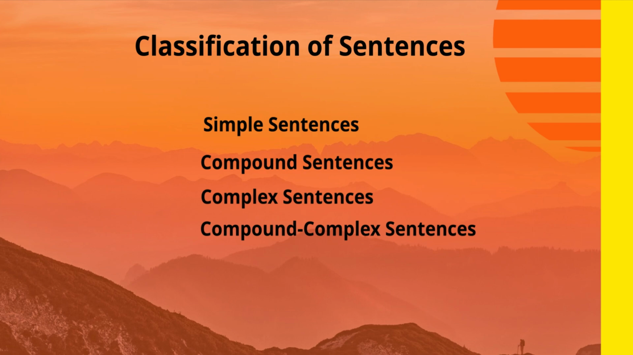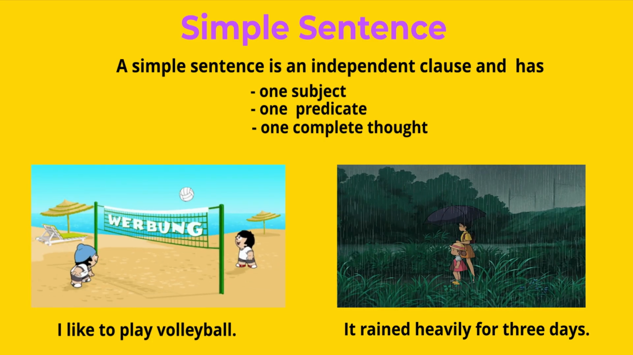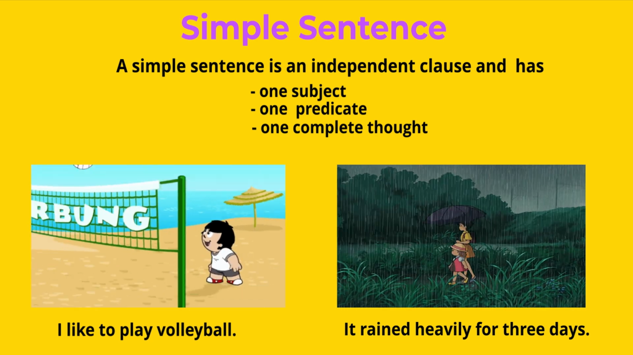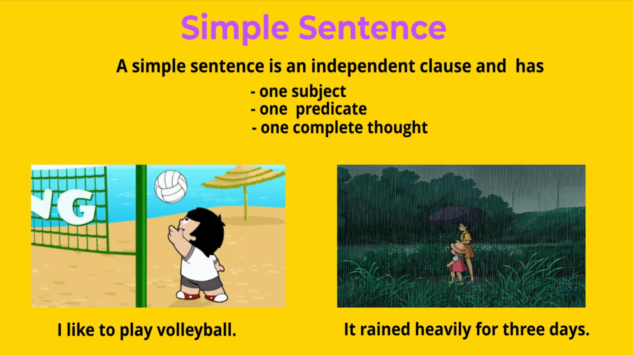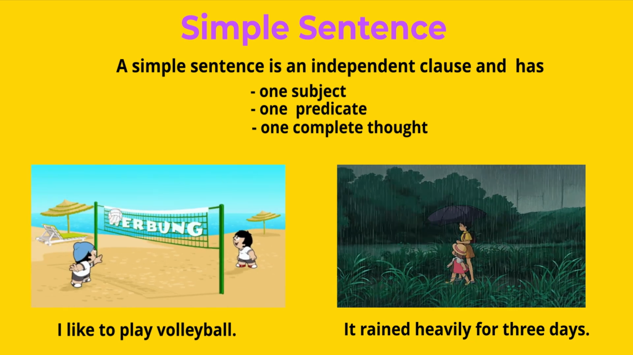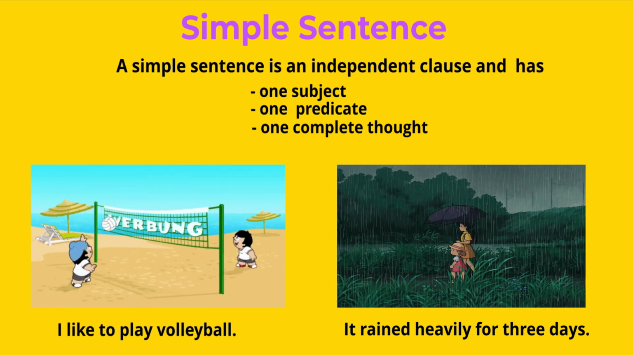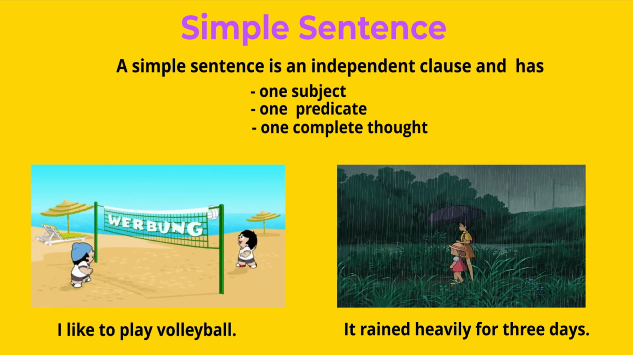Classification of sentences. They are classified into four types: simple sentences, compound sentences, complex sentences, and compound-complex sentences. Let's see the first one. Simple sentence. A simple sentence is an independent clause and has one subject, one predicate, the predicate being the verb, and one complete thought. So it has one independent clause. So it stands alone as a sentence.